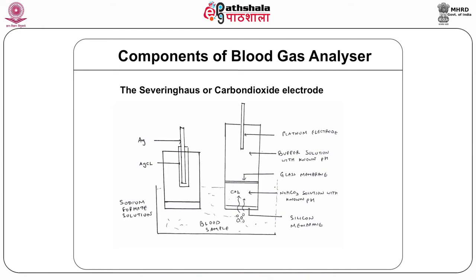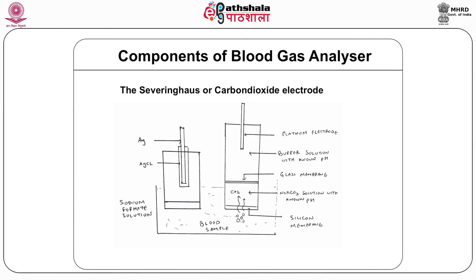But how do we then calculate the PCO2? It is given by the formula where pH is equal to pKa plus log of CHCO3 divided by ACO2 times the partial pressure of carbon dioxide. Here, pKa is the dissociation equilibrium constant for the dissociation of carbonic acid in water. ACO2 is the solubility coefficient for carbon dioxide in water.